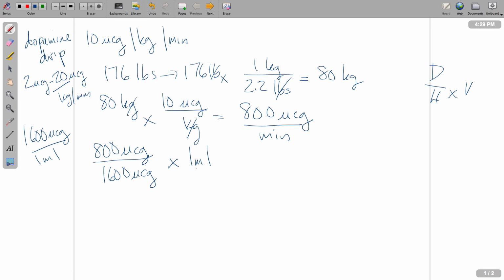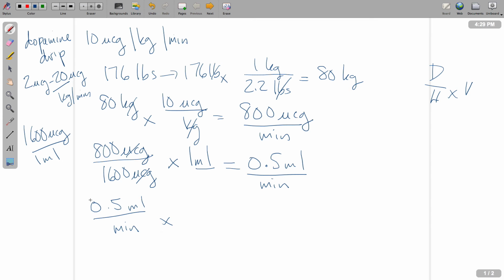We only need it because we're going to end up with a number of mLs here, and that's going to be per minute. So let's get rid of our micrograms, and we're going to say that this equals 0.5 mLs per minute. All right, that's all fine and good. Now we need to know how this translates to the number of drops per minute.